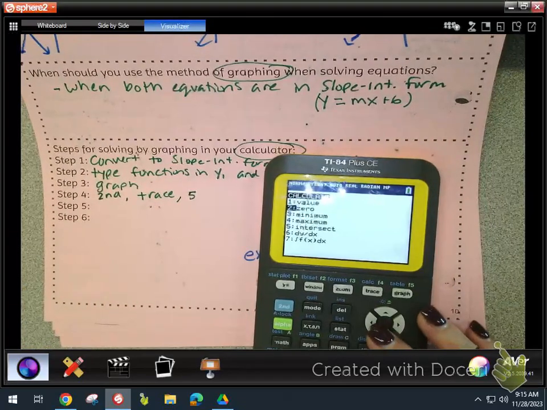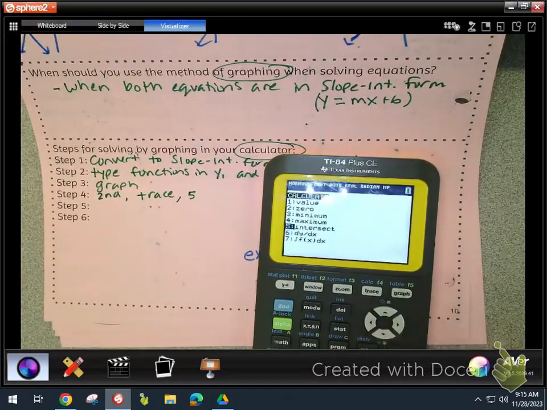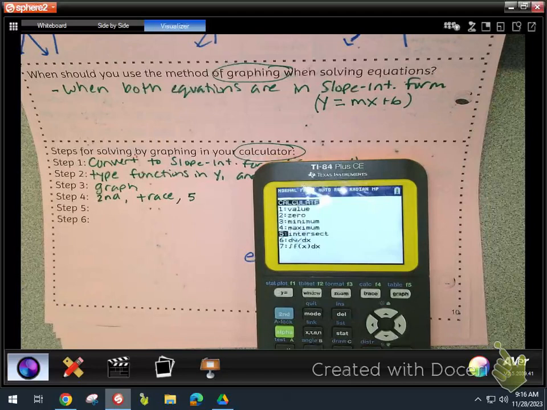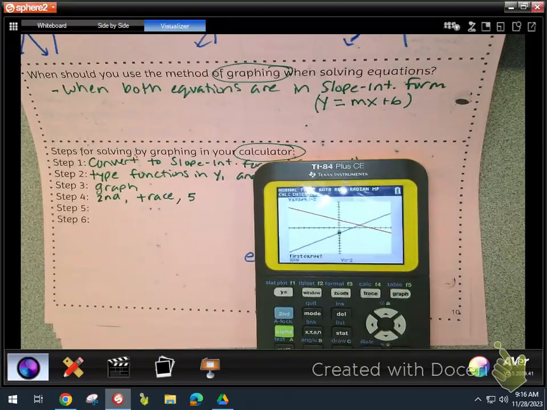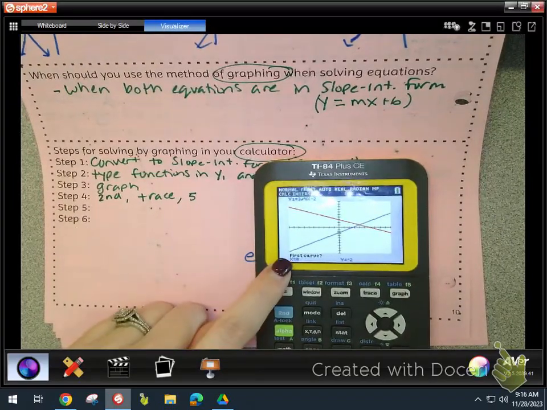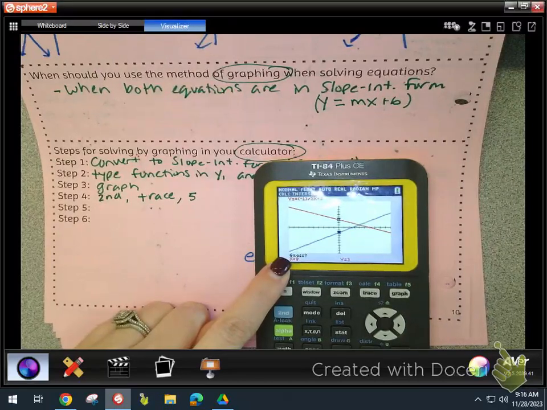So we choose number 5. Oops, not number 6, number 5. So press enter on that. And then on your screen, you're going to press enter 3 times from there. So your calculator at the bottom is going to say first curve, enter. Second curve, enter. Guess, enter.